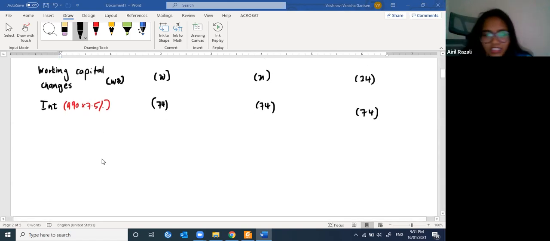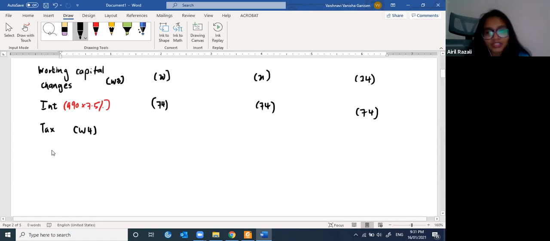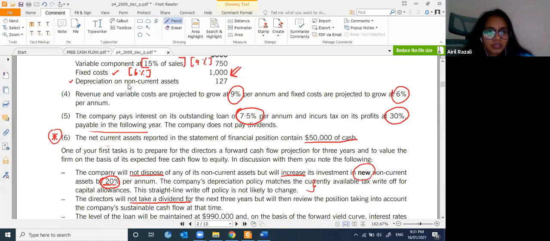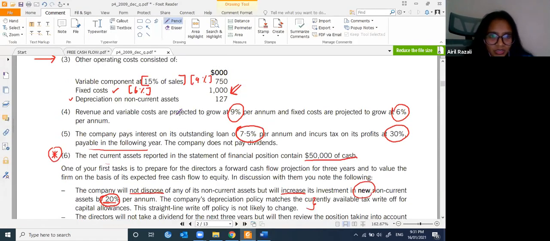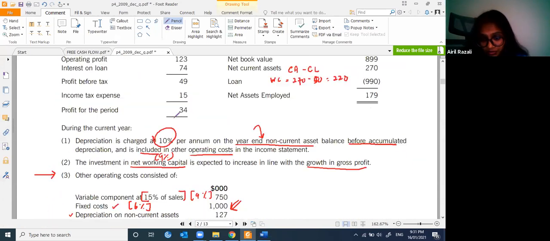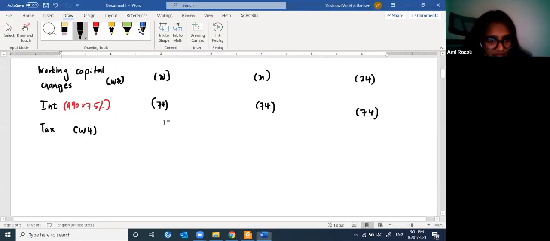I have a question in the chat box, but I will go back to the question in a while. Now for tax, you also need to do a working because the tax is paid in arrears. Year 0 tax you will pay in year 1. So your tax expense in the first year will be 15. It's quite straightforward.